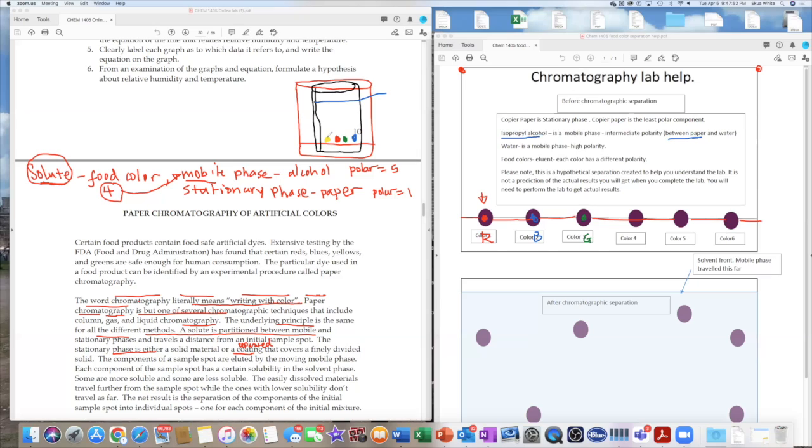If yellow is more polar, then we expect that this yellow will actually travel with the alcohol. So sometimes it leaves a trail, but it travels up here. Okay, so you won't see it down here anymore. Now the yellow will be up here.